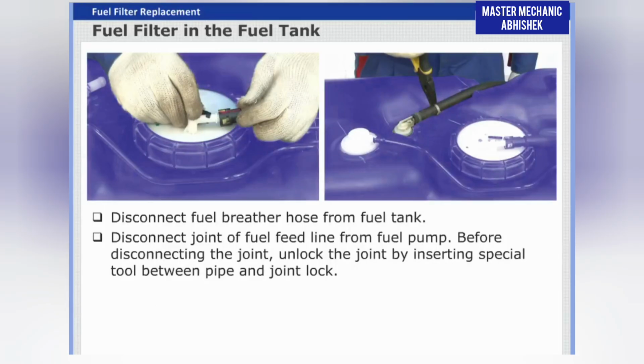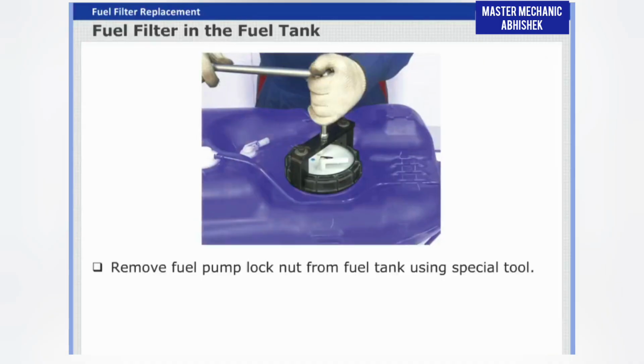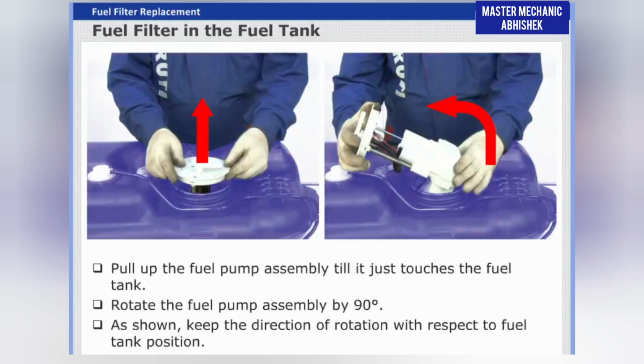Disconnect joint of fuel feed line from fuel pump. Before disconnecting the joint, unlock the joint by inserting special tool between pipe and joint lock. Remove fuel pump lock nut from fuel tank using special tool. Pull up the fuel pump assembly till it touches the fuel tank. Rotate the fuel pump assembly by 90 degrees.